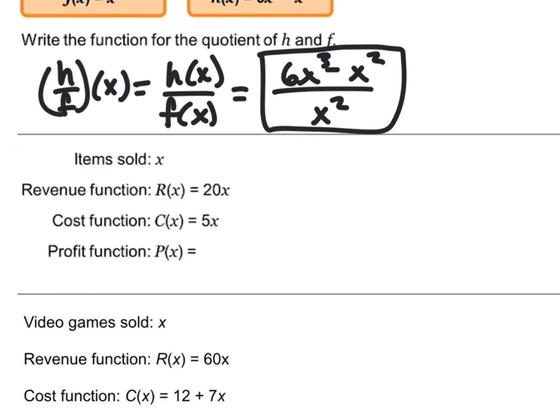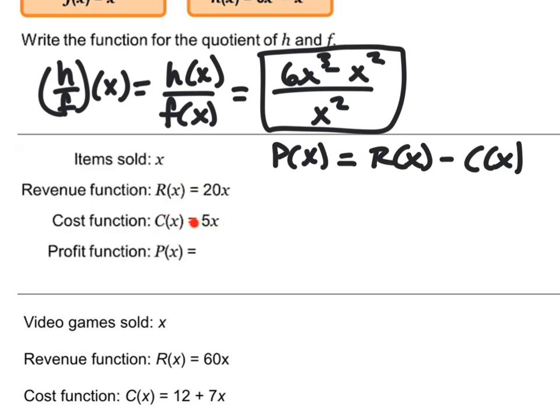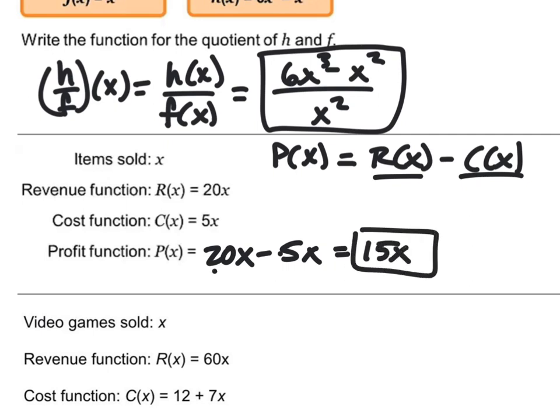On something like this, on a profit, let's just think about it. There's a formula for this. Profit, P of x, is equal to the revenue function minus the cost function. Revenue is money you make, cost is money you spend. So profit is just R of x minus C of x. Well, R of x is 20x minus C of x, which is 5x, and that's going to give us 20x minus 5x is 15x, and that's our profit function.